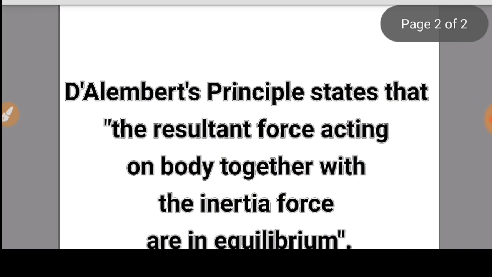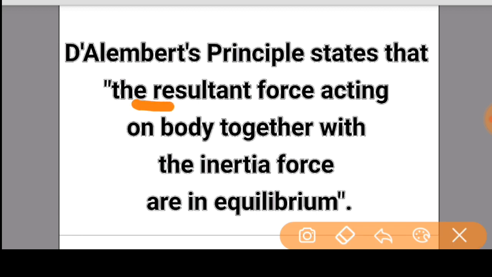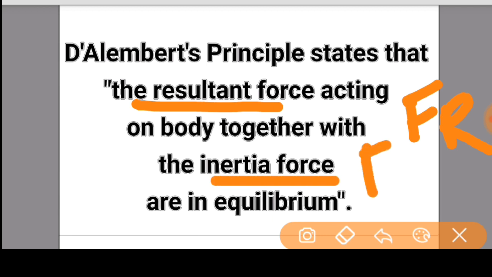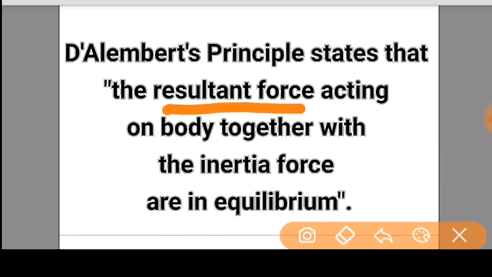Simply, D'Alembert's principle states that the resultant force acting on a body, that is Fr, and the inertia force, which is denoted by Fi, are in equilibrium, or both these forces Fr and Fi are responsible for maintaining the body in the equilibrium state.